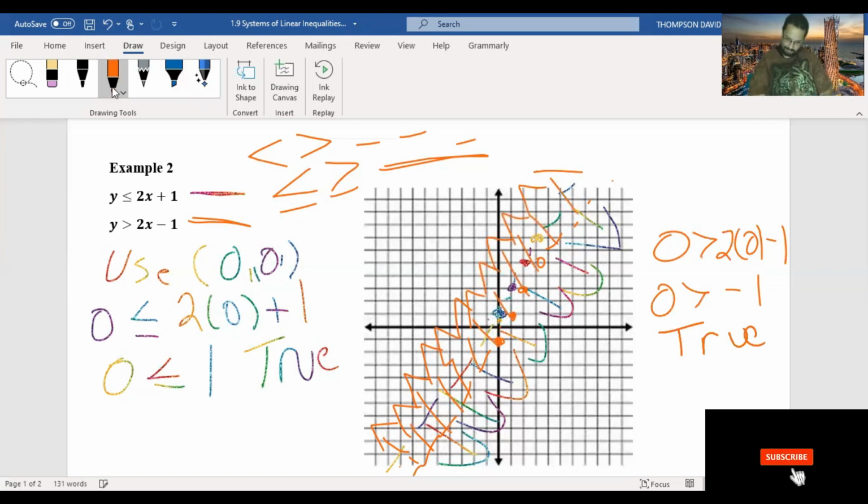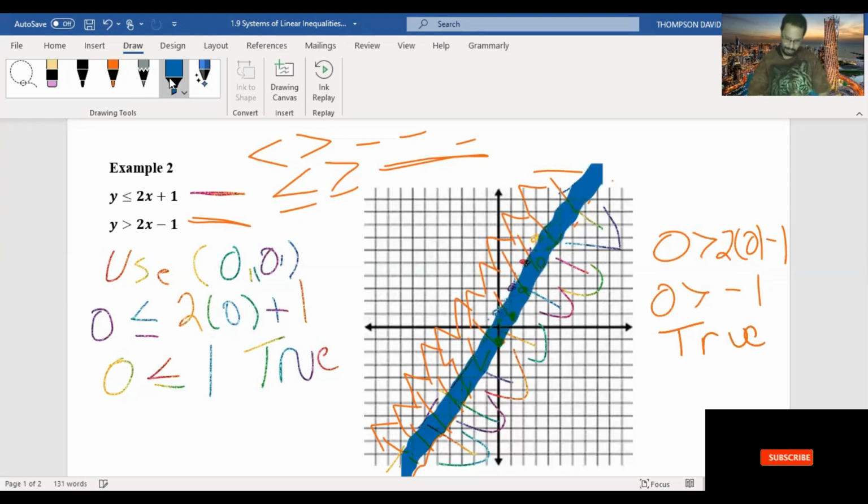So we have a section in the middle between these two lines that we're going to shade. And that's our solution, the area in between those two lines. And we're done.